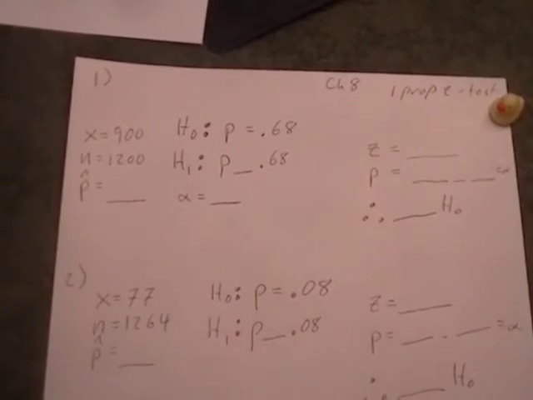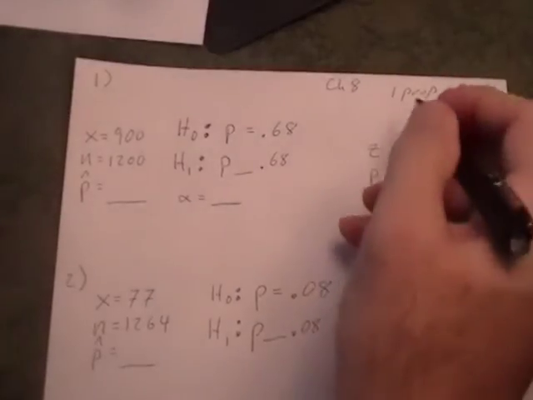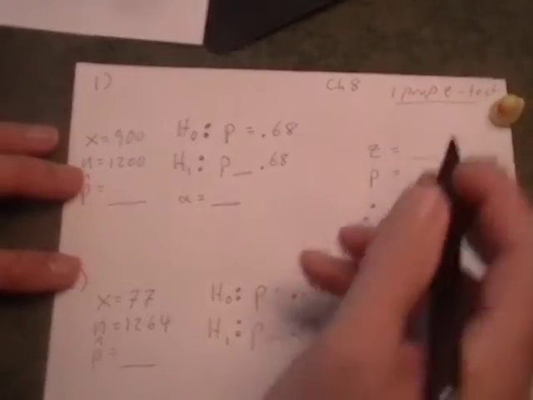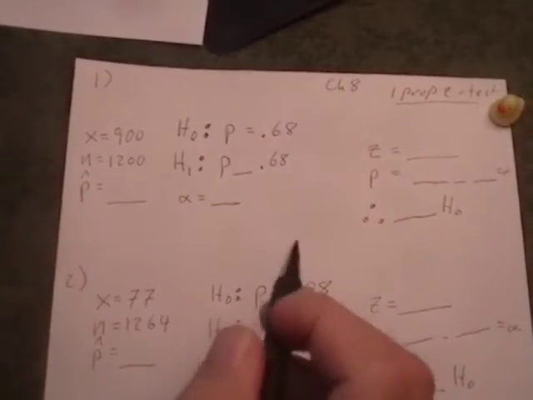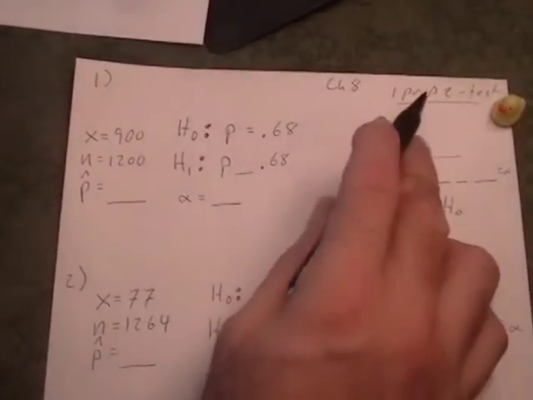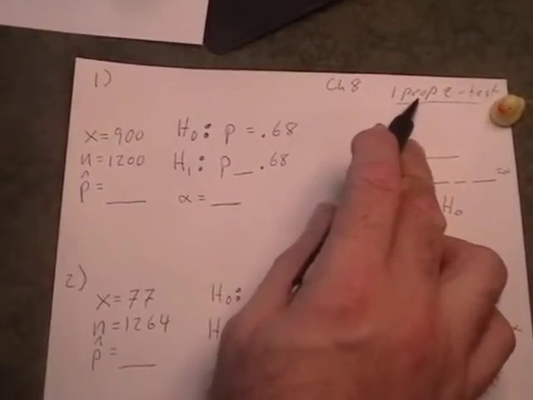Hypothesis testing from Chapter 8. The first type of hypothesis test I'm going to be looking at is the 1 prop z test. This is where you identify that it's a proportion that you're looking for.